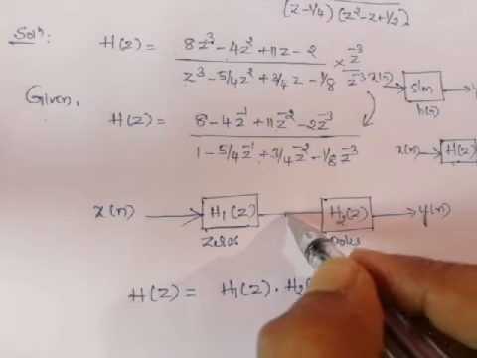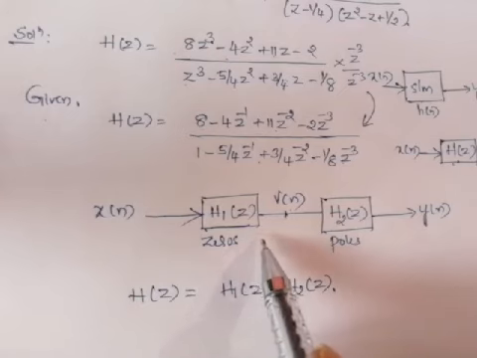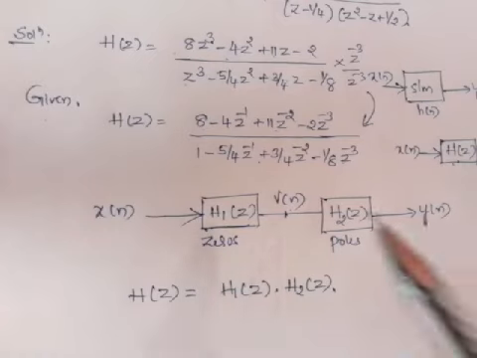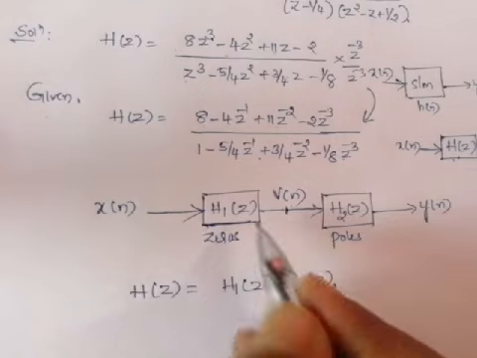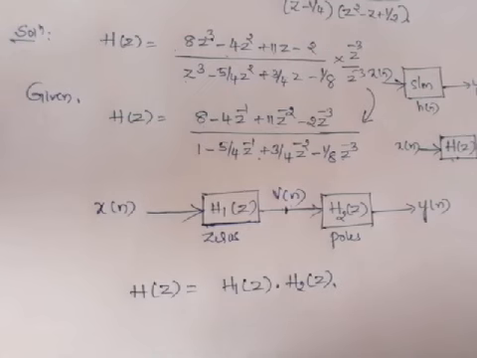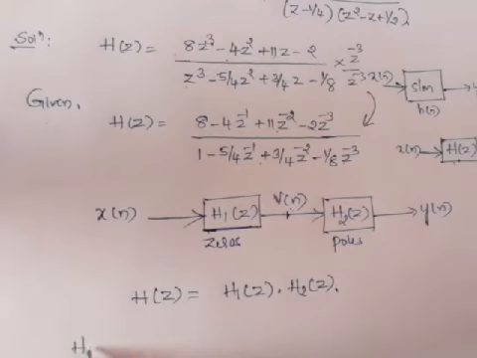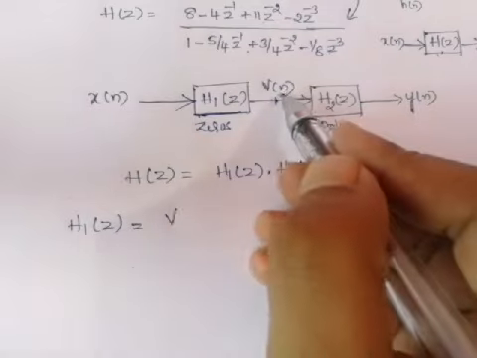I am going to represent the intermediate result as v of n, where v of n is the output of the first subsystem function, which is given as input for the second subsystem function. So it is the intermediate result. Hence, first observe only the zero system. The system function is the ratio of output by input. So H1(z) is the ratio of output, output means v of n.